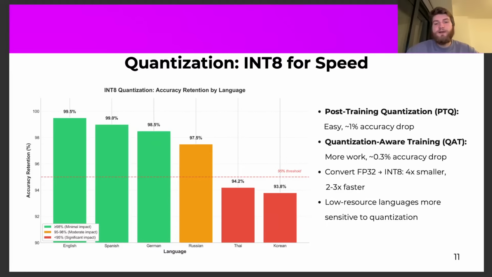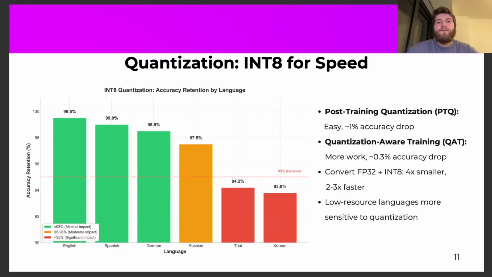Quantization disproportionately impacts low resource languages. So look at this accuracy retention chart after PTQ quantization. English retains 99.5% of original accuracy, Spanish 99%, Russian 97.5%, Thai 94.2%, and Korean 93.8%. So the pattern here is clear. Languages with less training data are more sensitive to quantization. Their learned patterns are encoded in more fragile ways that don't survive precision reduction.